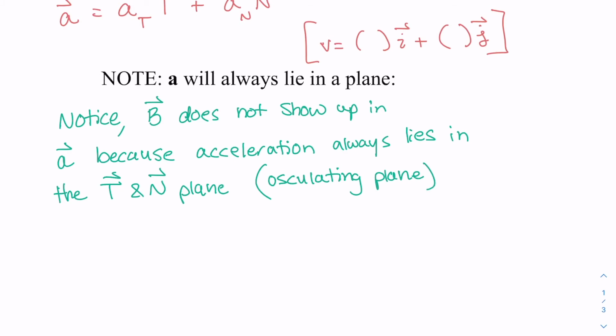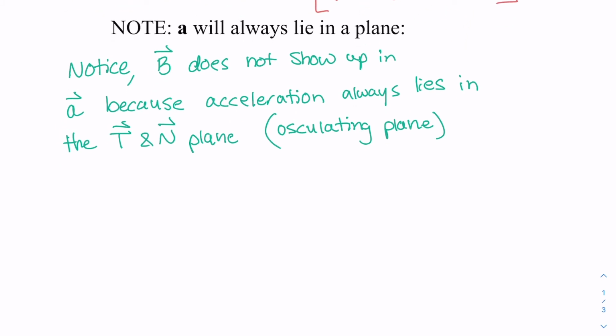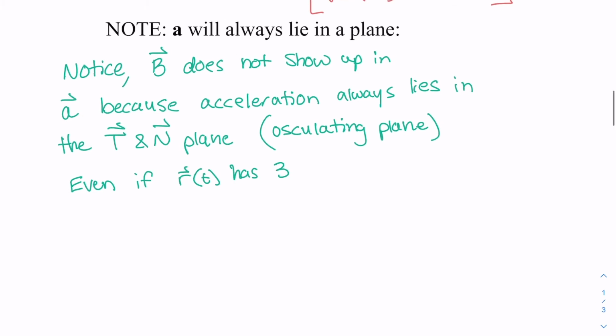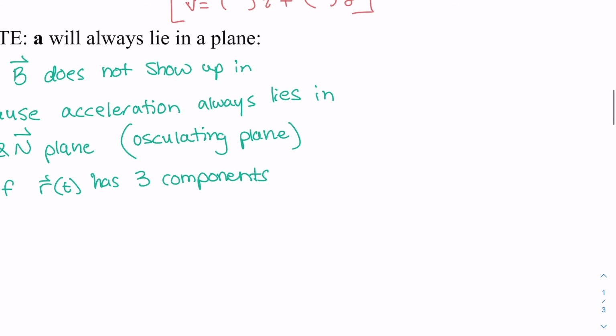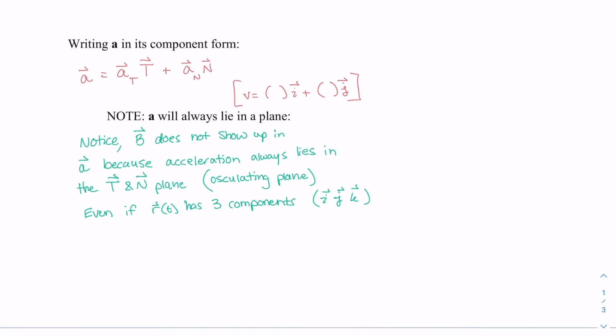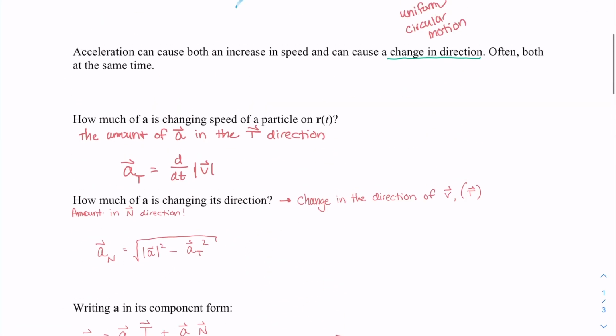And so that's true even if our curve r of t has 3 components. Right, so even if the curve has an i, j, and a k component to it, it'll always be in the osculating plane. And that's why we study those planes formed by the unit tangent and unit normal vectors, the principal unit vectors, right? T, N, and B.